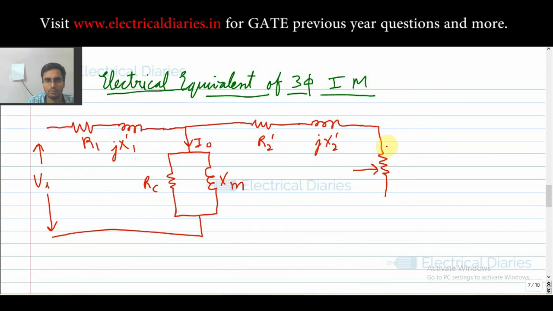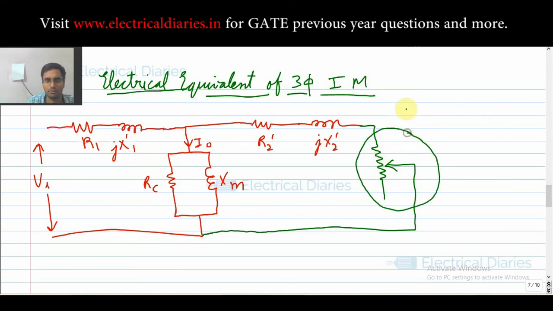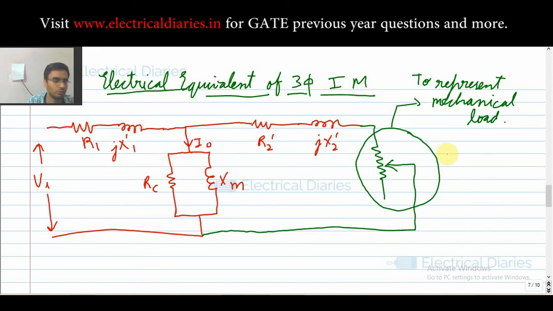I will draw it with some other color. This green branch represents our mechanical load. Always remember, to represent the mechanical loading of the motor, this component is denoted by the formula R2 dash, that is the shifted parameter, divided by S, into 1 minus S.